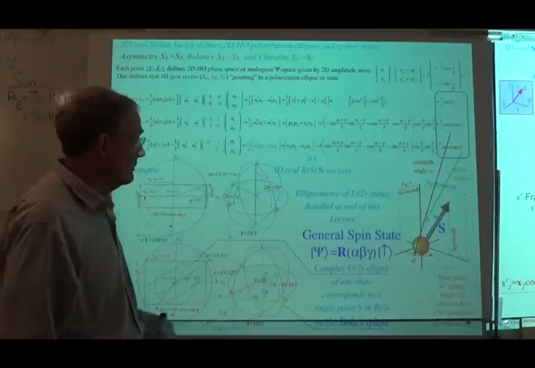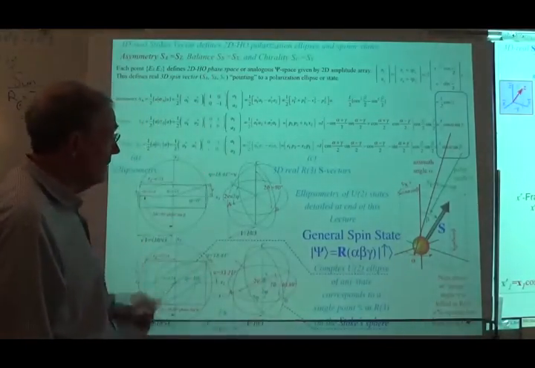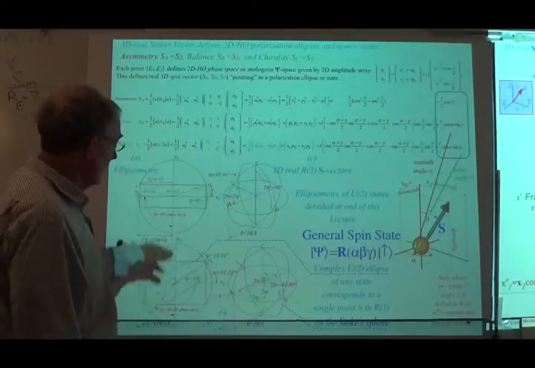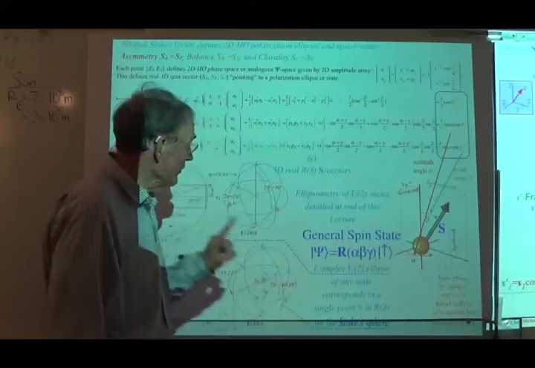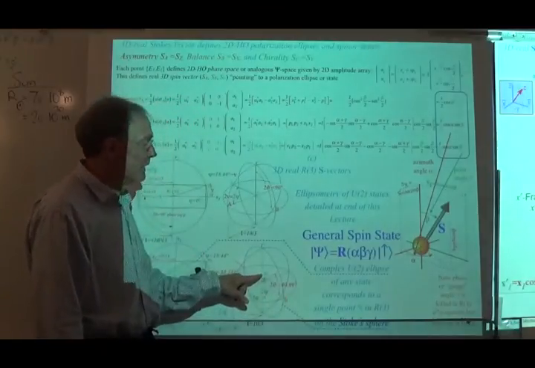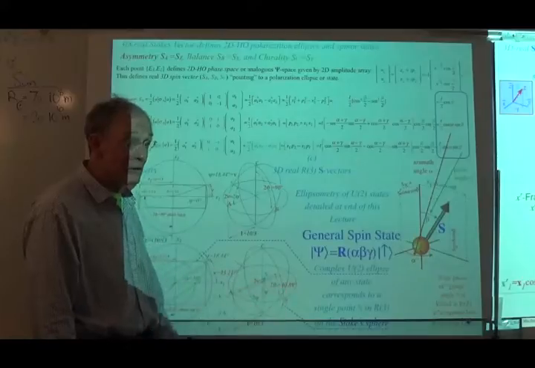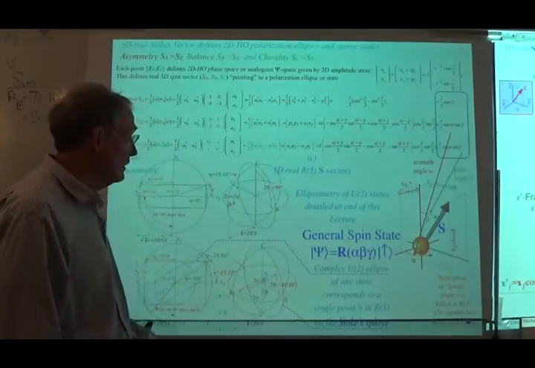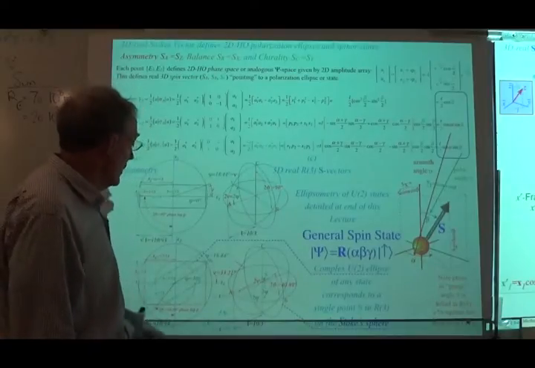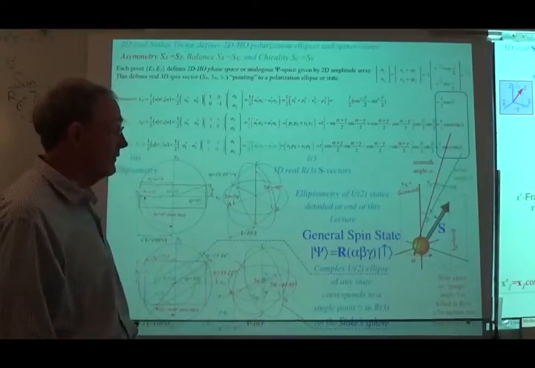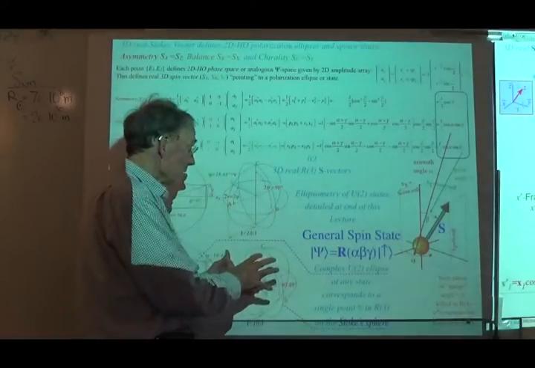But still, the basic idea is that the complex U2 ellipse, it's got lots of complex numbers, 2 for there, 2 for there, of any state corresponds to a single point in this spin space. So that's a tremendous efficiency in visualization right there. Just a point on a sphere, and this thing can be doing whatever crazy things it's capable of. It's just another point.